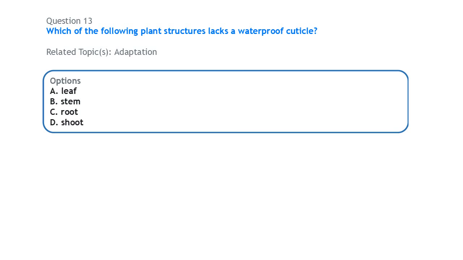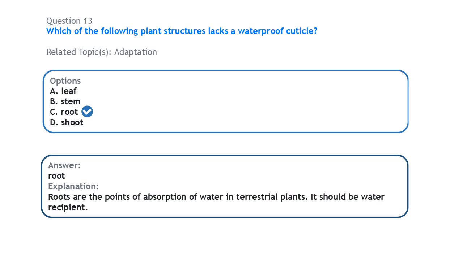Also, on adaptation, which of the following plant structures lacks a waterproof cuticle? The waterproof cuticle helps to prevent water penetration, and this is not desirable in the roots. The root is the point of absorption of water in plants, so it should not be waterproof. It should be water receptive, it should allow for the passage of water. So the root lacks a waterproof cuticle.